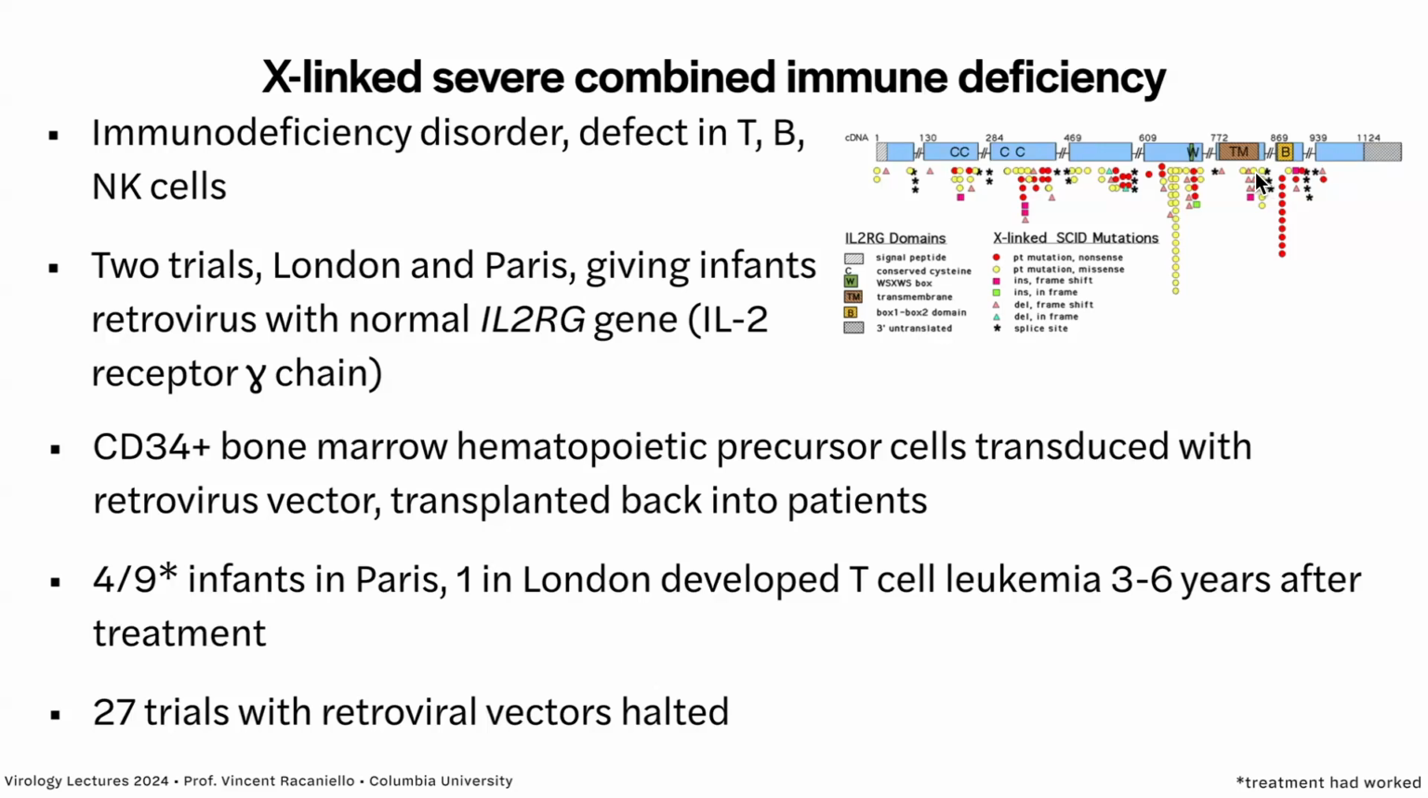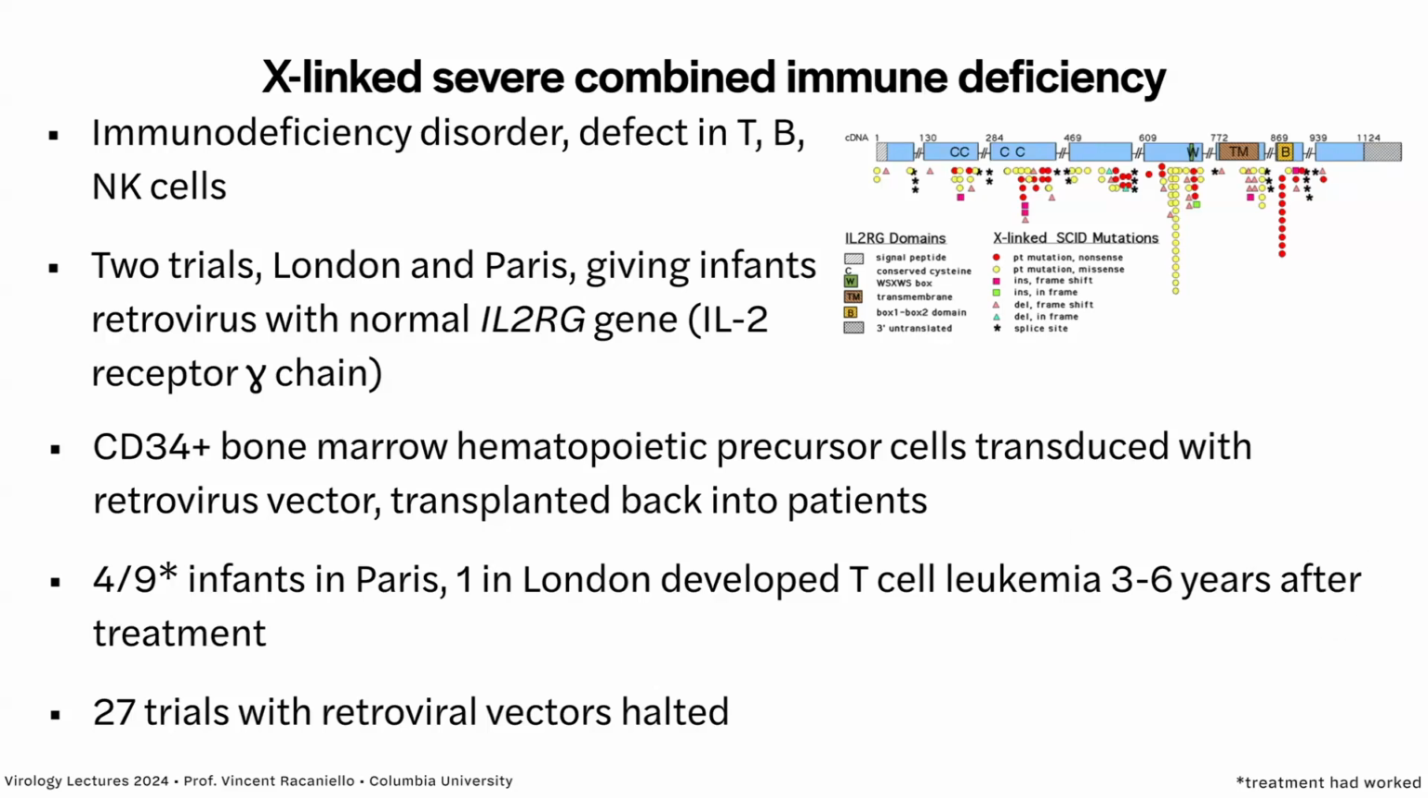And so a trial was designed, 2 trials actually, in London and Paris, where they gave infants a retrovirus containing the normal IL-2 receptor gamma chain. So what they did is they took bone marrow hematopoietic precursor cells from the babies. They infected them with the retrovirus in cells outside the patient in culture, and then they transplanted them back into the patients.